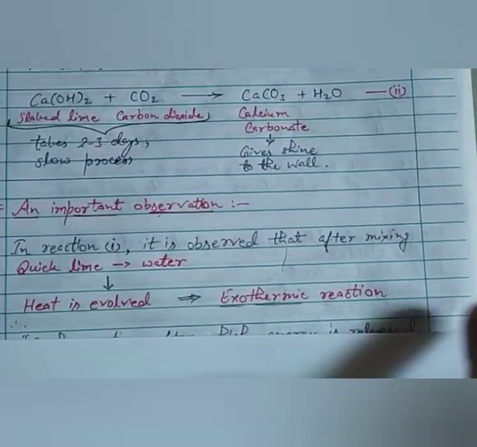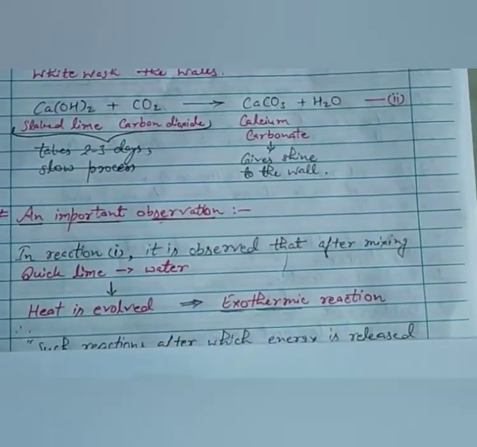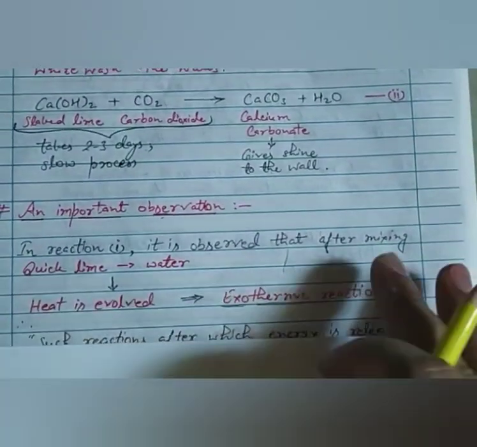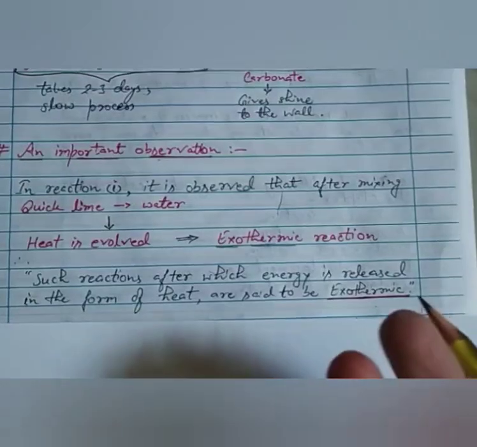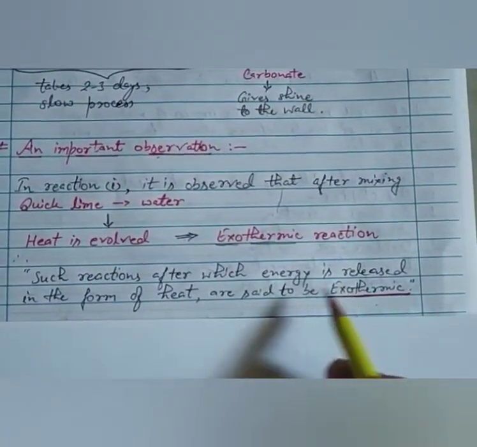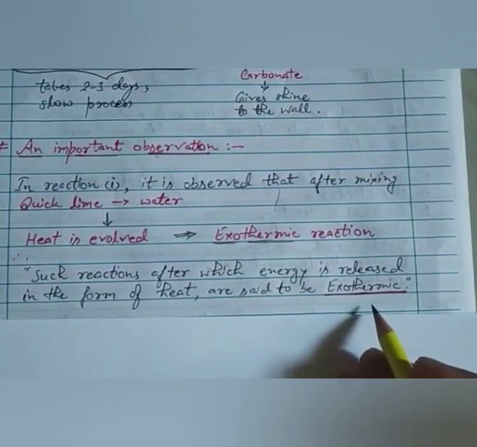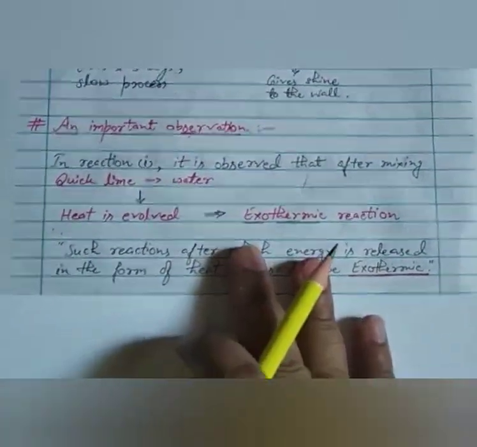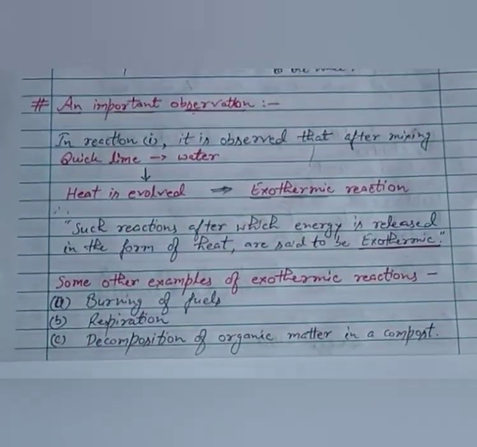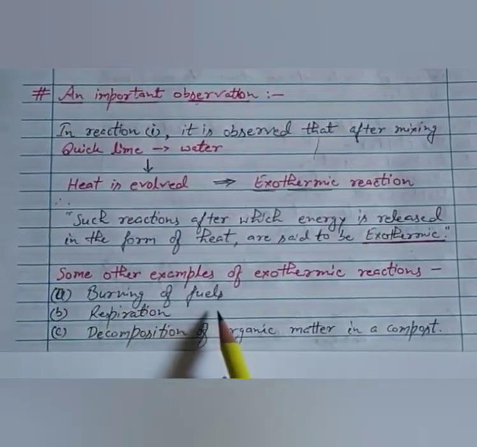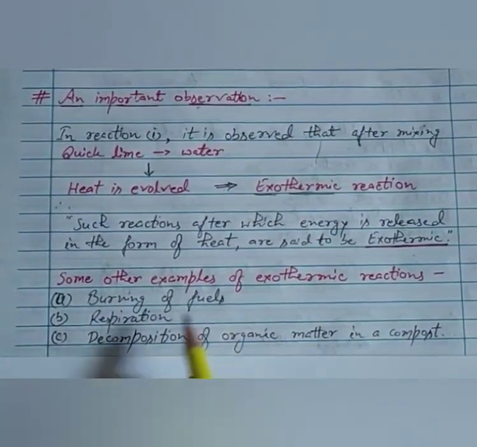So what is coming out? Heat is coming out. So exothermic reactions are those reactions in which after the reaction some heat comes out. Now such reactions which release the energy in the form of heat are called exothermic reactions. Some common examples of exothermic reactions which we see in our daily life are burning of fuels. Whenever any fuel is burnt, some energy is released.